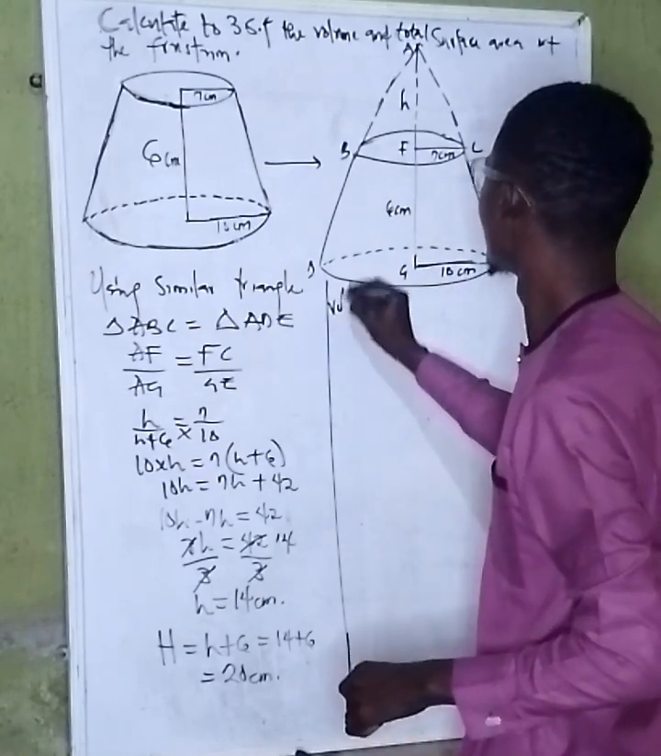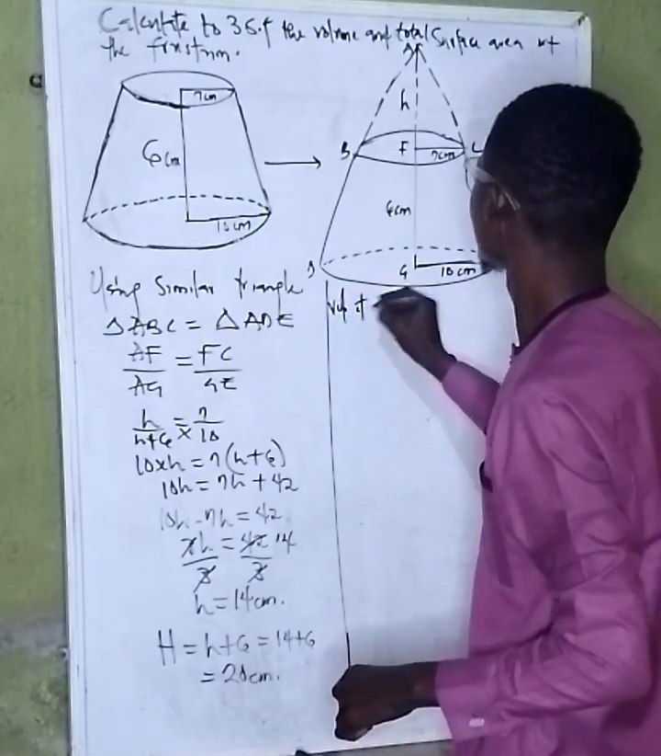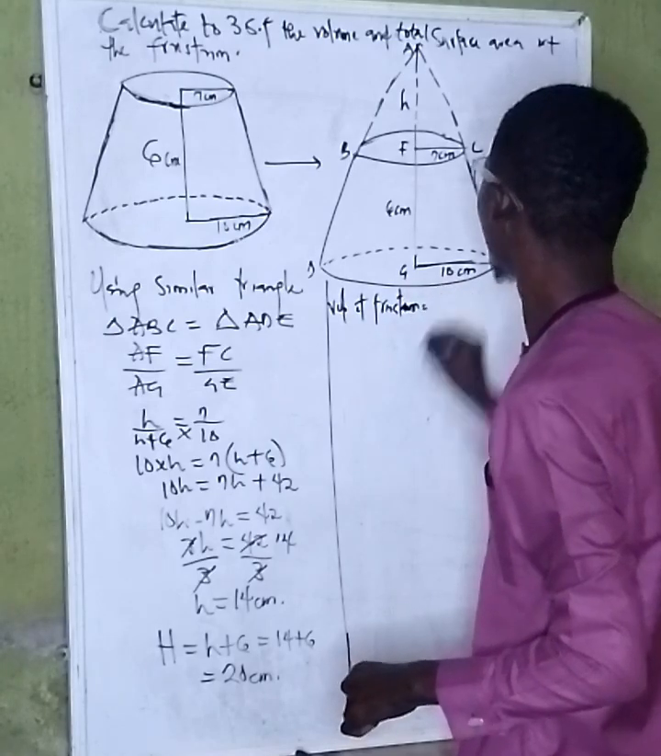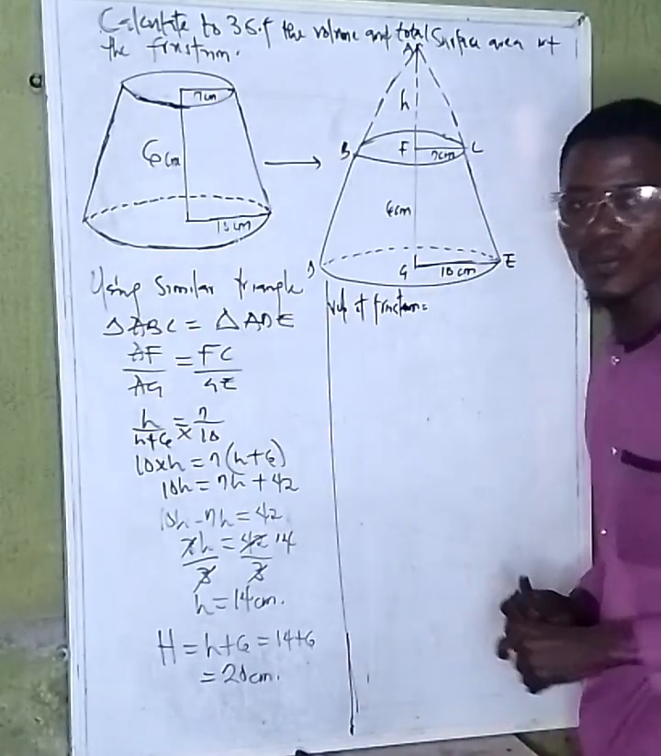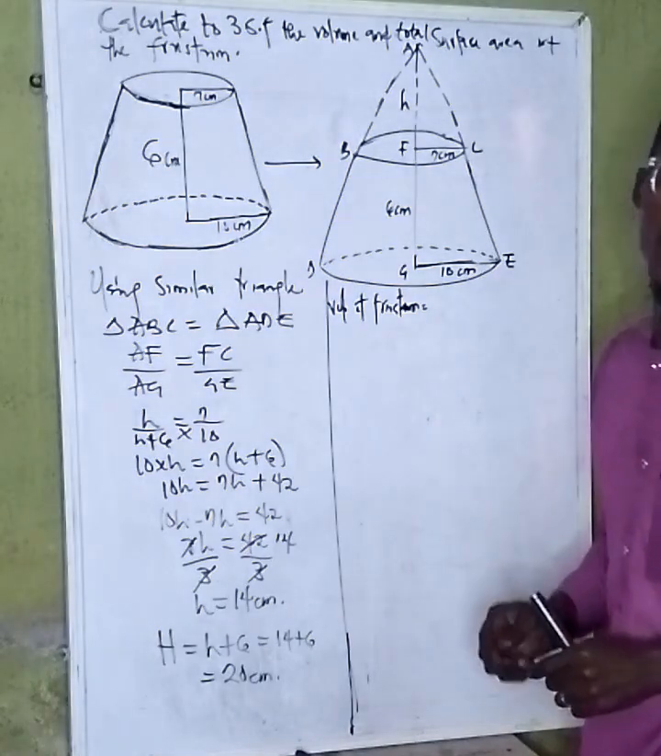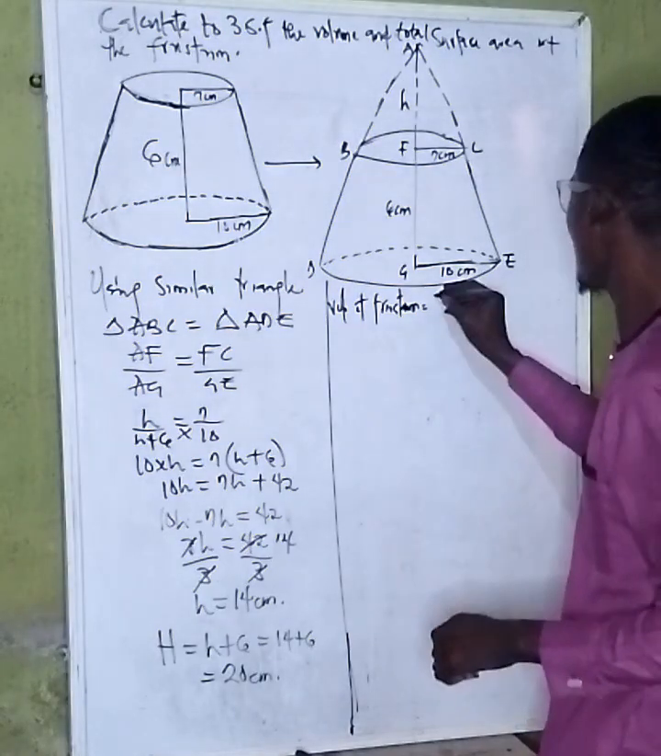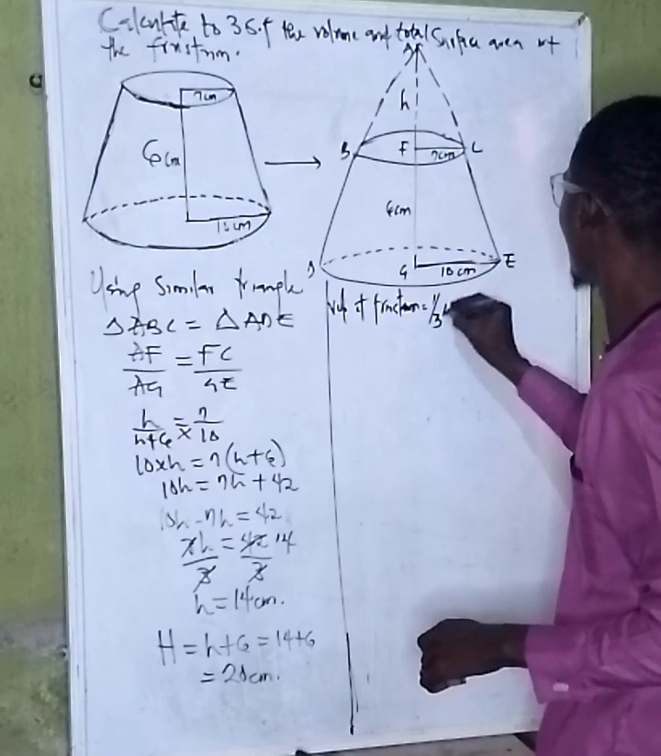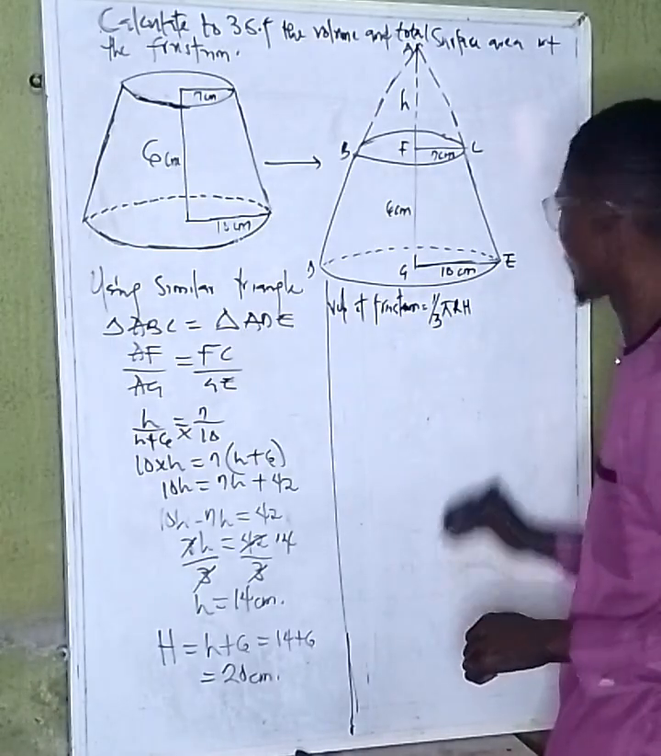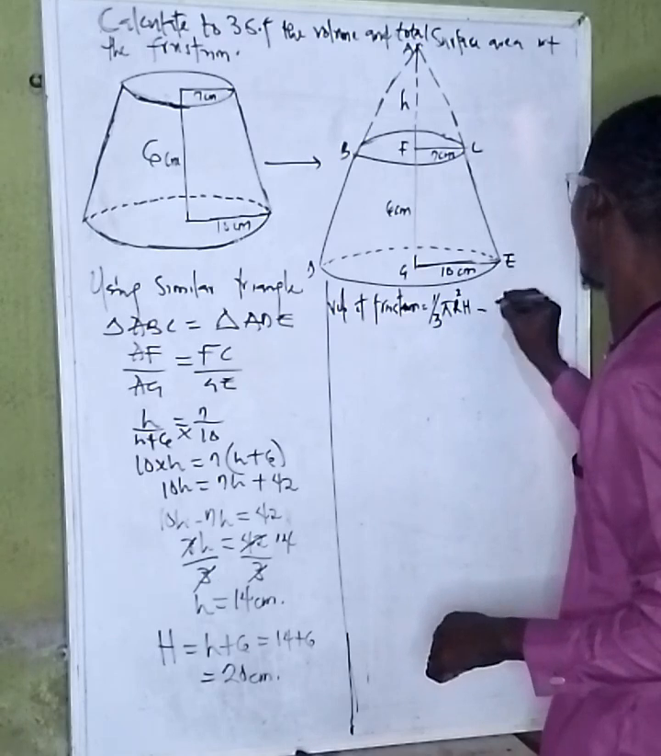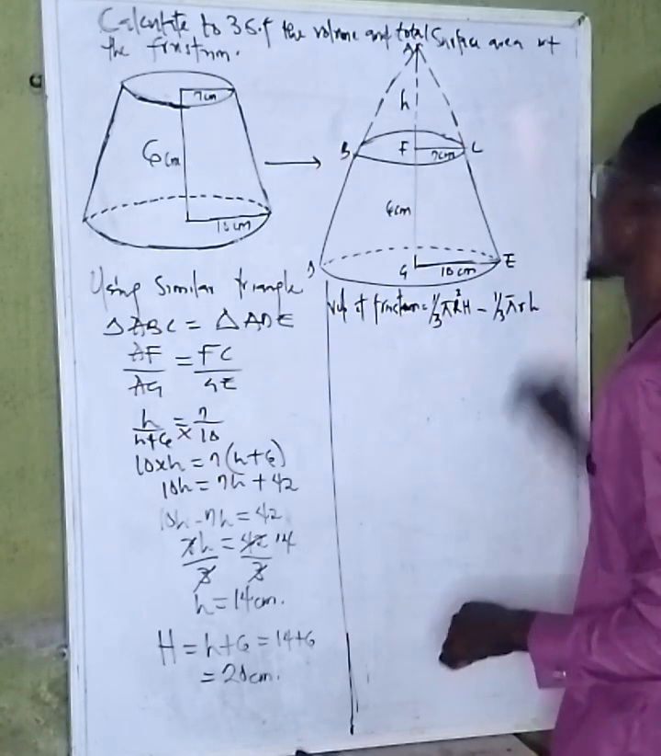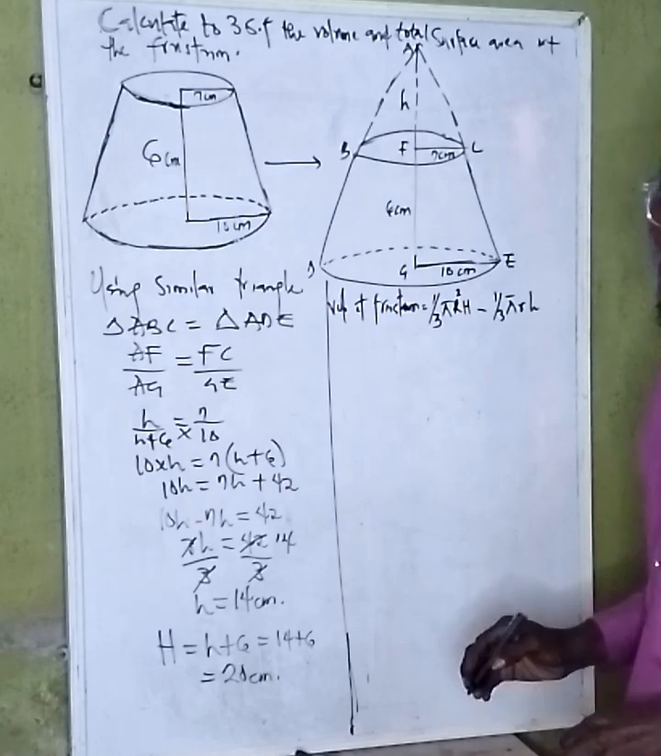The volume of frustum. Don't forget I said the volume of a cone is 1 over 3 pi r square h. So here we'll be using 1 over 3 pi bigger R square H, which is for the bigger cone, minus 1 over 3 pi smaller r square h for the smaller cone.